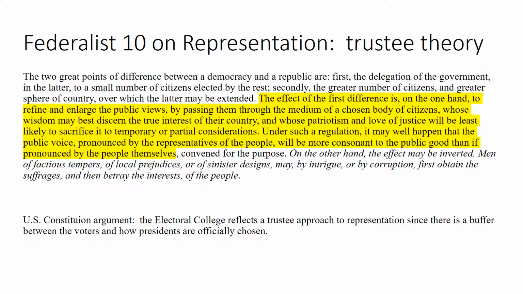and have a situation where the representatives are going to refine and enlarge the public view, meaning the public needs, which are a little rough around the edges. We need a trustee system where they don't necessarily follow exactly what the people want at all times. So anyway, that would have been the key things for this pathway if you were looking at this one.